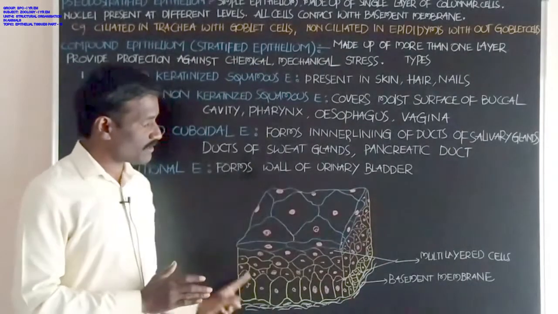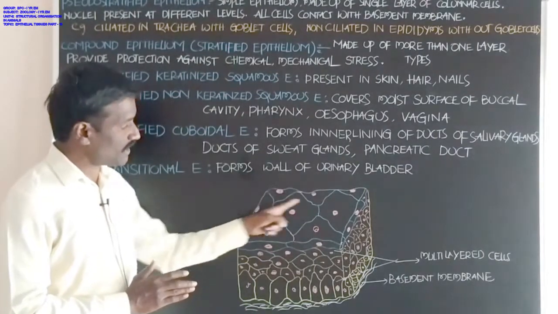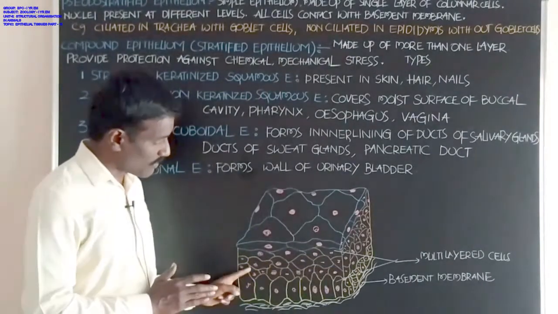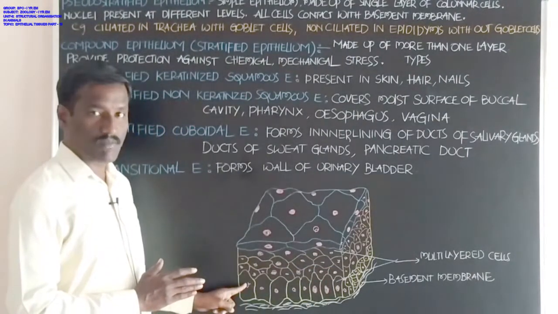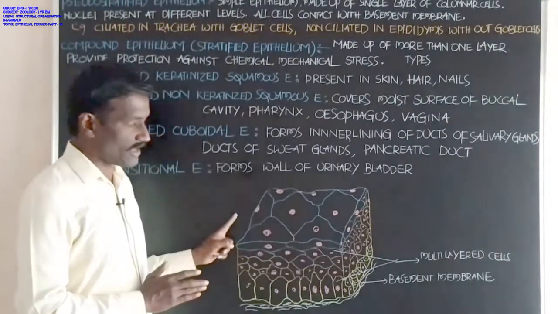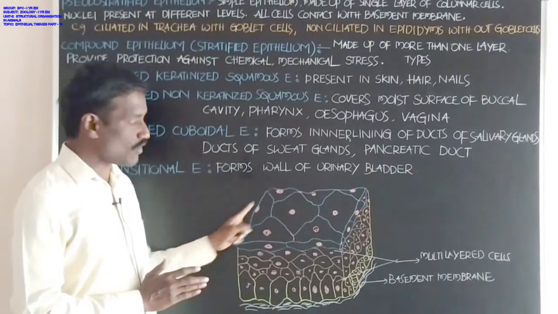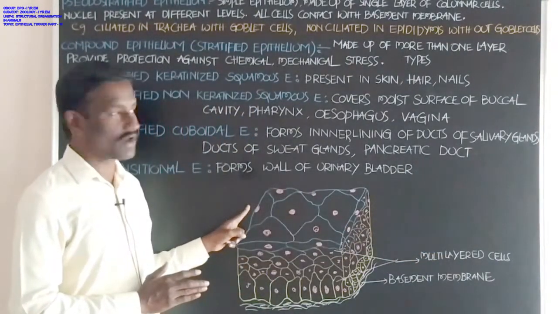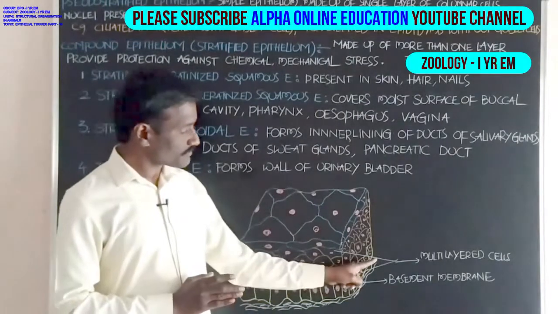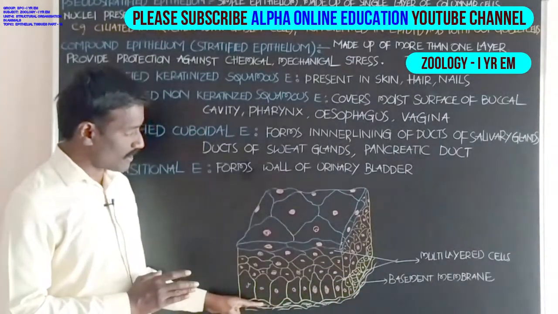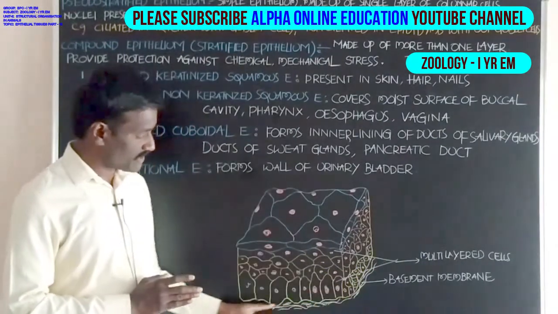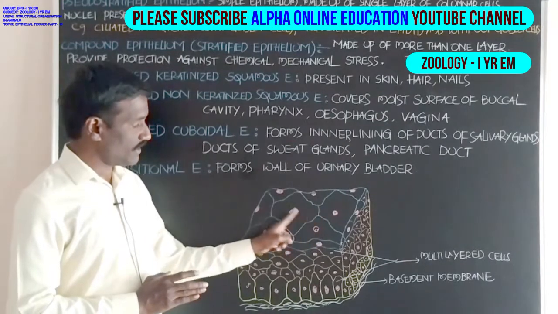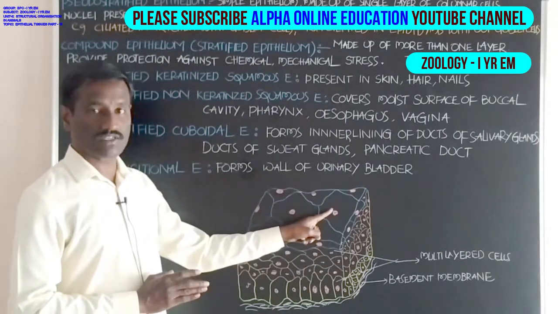Students, this diagram shows the compound epithelium. This is one layer of cells, this is another layer, and another, and the bottom layer consists of more layers of cells. Multi-layered cells are present in compound or stratified epithelium. All the cellular layers are present on the surface of the basement membrane. Each cell has a nucleus at the center.